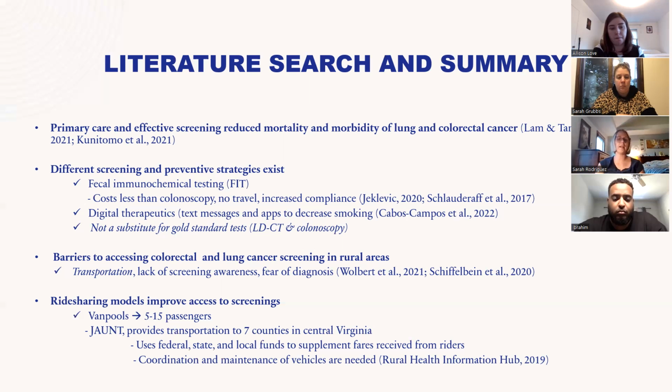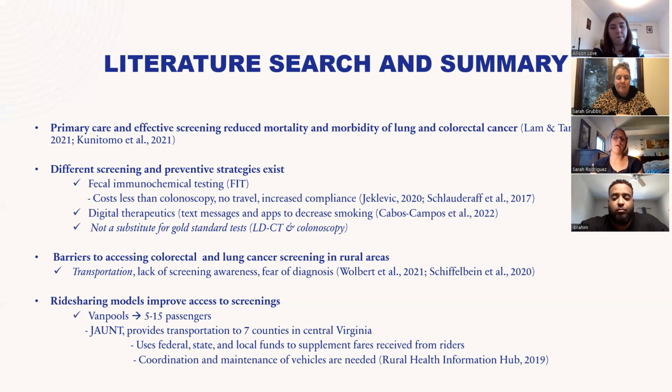And these are both nice and helpful because some of the barriers to accessing colorectal and lung cancer screenings in rural areas include the lack of transportation, lack of screening awareness, and fear of diagnosis. But while these strategies increase screening, they're still not a substitute for the gold standard test of the low-dose CT and colonoscopy.